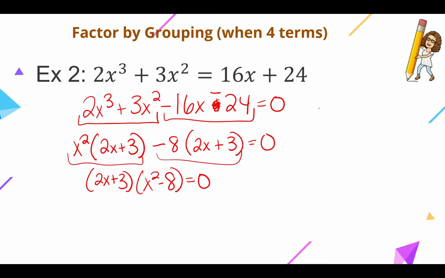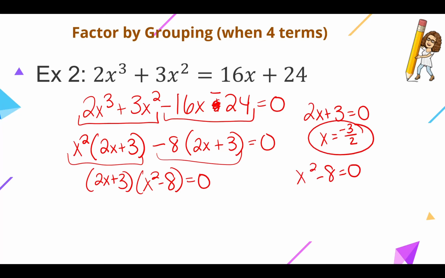Okay, let's set the two things equal. So I'm going to set 2x plus 3 equal to 0. I'm going to get negative 3 halves for that answer. And then x squared minus 8 has to be set equal to 0. This one, again, we cannot solve it using difference of perfect squares. So we're just going to move the 8 over, take a square root. I'm going to get x equals plus or minus the square root of 8.